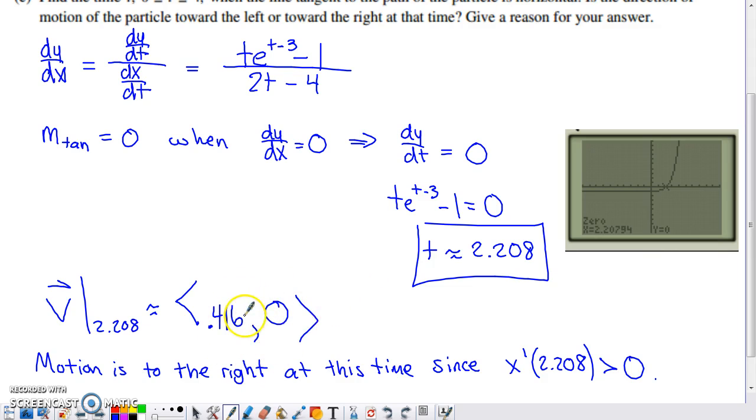So here's the velocity vector at time 2.208. Well, since the x component of velocity is positive, that means the x coordinate of the object is increasing, and that means the object is moving to the right at that time.